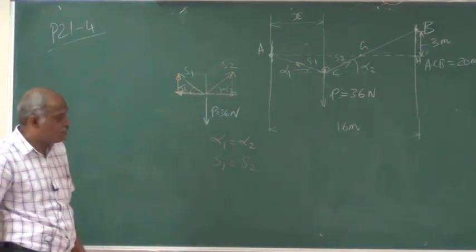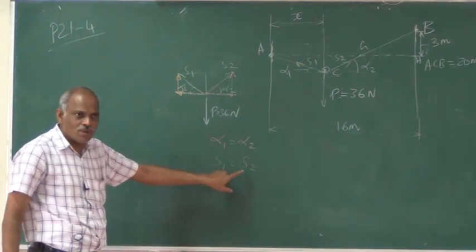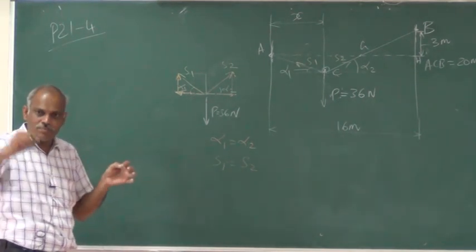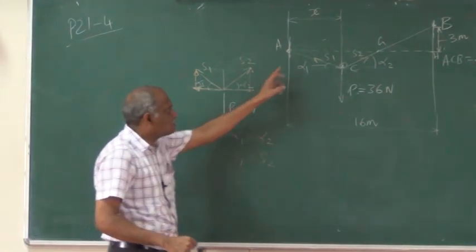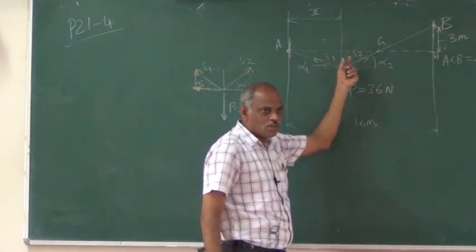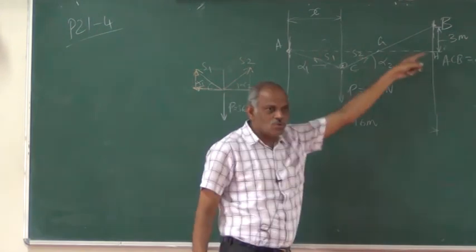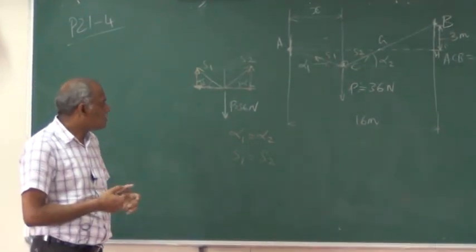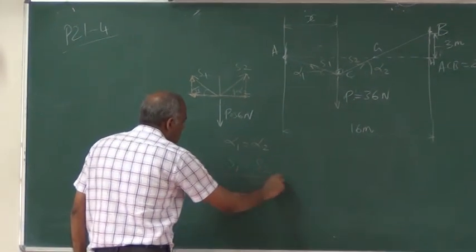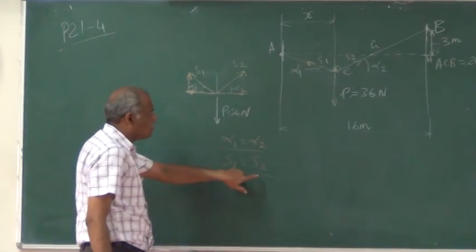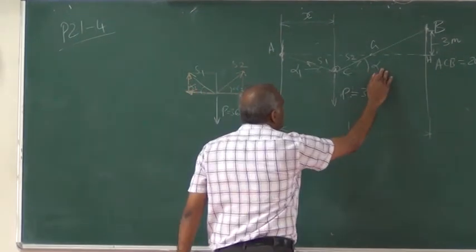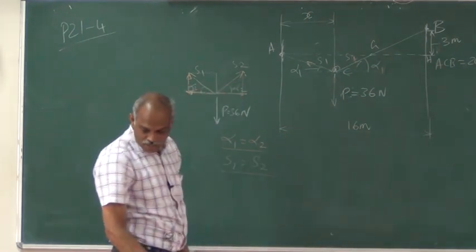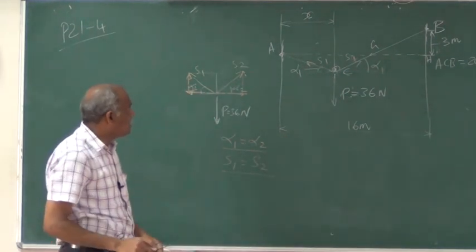Apart from this, there is another argument we can put for S1 and S2 being the same: it is a continuous rope. It is not attached anywhere, there is only a pulley rolling on it. A continuous rope should have the same tension. So taking alpha 1 and alpha 2 as the same, this is also alpha 1, this is also S1. Then we can proceed in a better way.